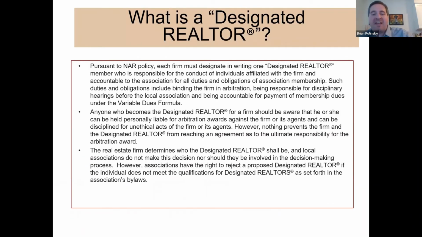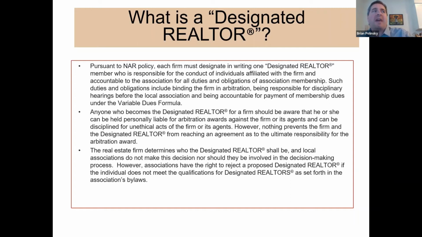So what is a designated realtor? Pursuant to NAR policy, each firm has to designate in writing one designated realtor member who is responsible for the conduct of individuals affiliated with the firm and accountable to the association for all the duties and obligations of association membership. That includes binding the firm in arbitration, being responsible for disciplinary hearings at the local association, and being accountable for the payment of membership dues under the variable dues formula.